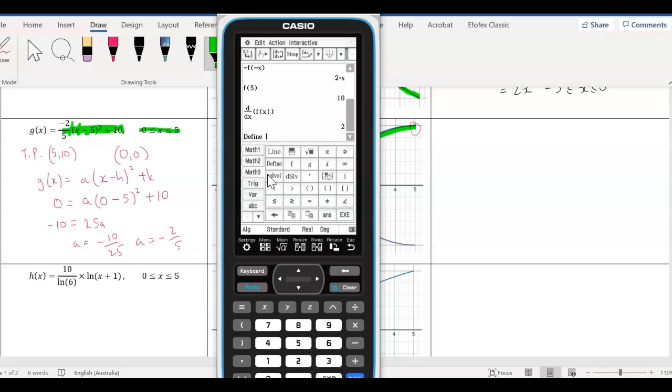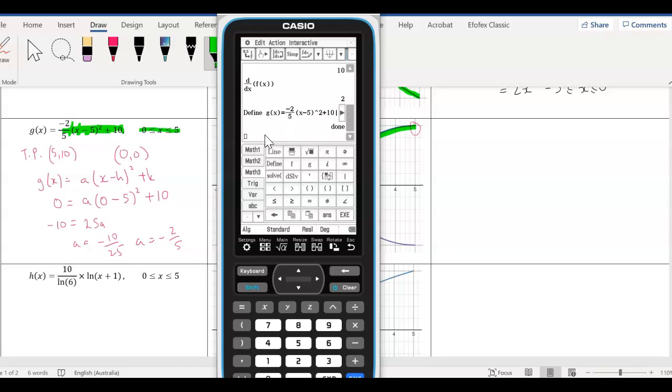So for this one, let's use G. All right, so let's let G of X equal, and we've got a fraction up here, so negative 2 on 5, X minus 5 squared plus 10. Now this time, let's restrict the domain. So given that 0 ≤ X ≤ 5. All right, so I've restricted the domain now.